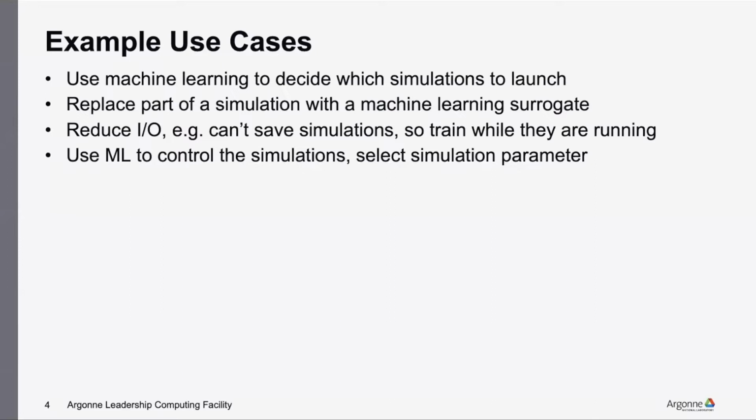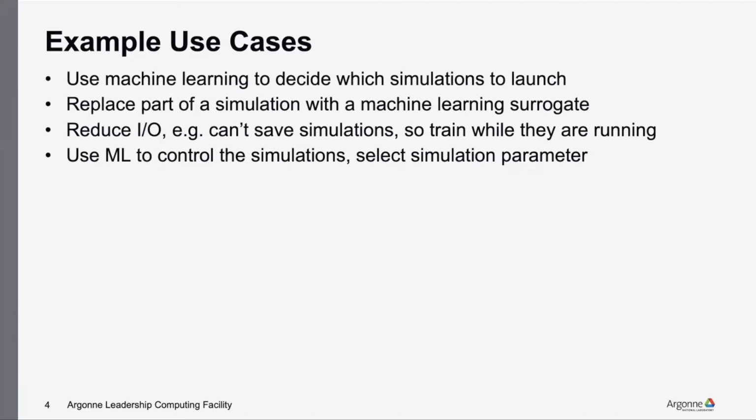For example, you might want to use machine learning to decide which simulation to launch, like you're doing active learning and you need to select simulations that will improve your machine learning model. We also see use cases where people are replacing part of a simulation with a machine learning model, maybe because that part is slow or that part is inaccurate.